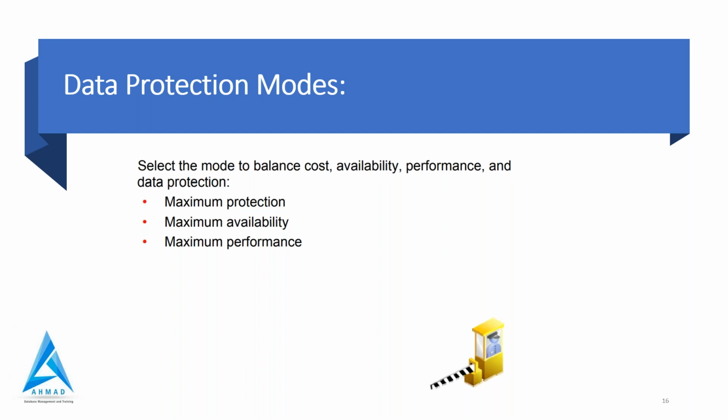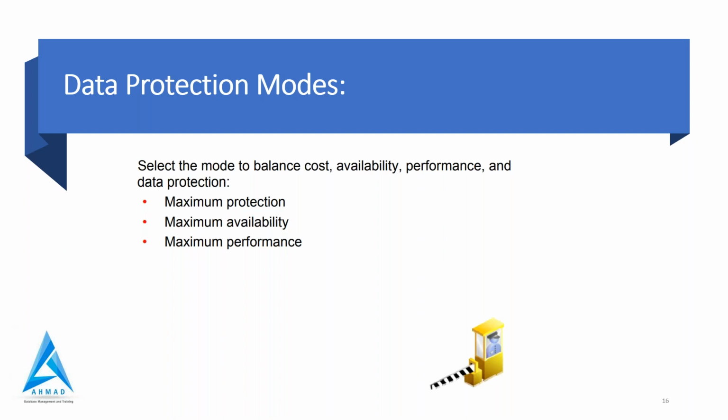Data Guard protection modes. Basically, we have three modes: maximum protection, maximum availability, and maximum performance. Maximum protection will give you maximum protection. It means no data loss occurs if the primary database fails. So basically, what will happen in that?